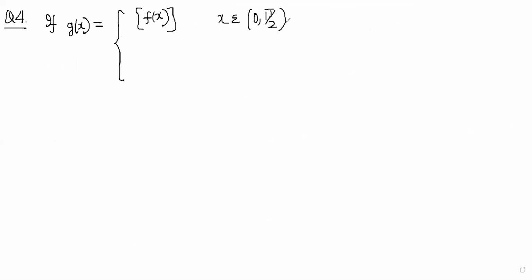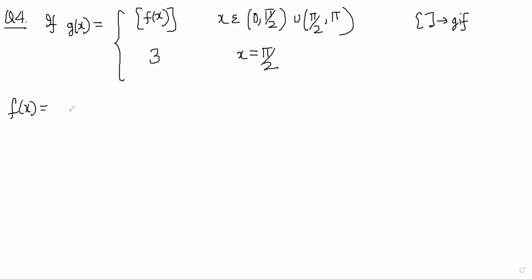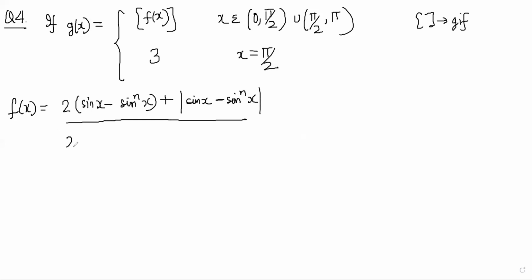Question 4. If g of x is equal to gif of f of x, where x belongs to 0 to pi by 2 union pi by 2 to pi, and 3 when x is equal to pi by 2, and this is gif now, and f of x is equal to 2 times sine x minus sine power nx plus mod of sine x minus sine power nx, divided by 2 times sine x minus sine power nx minus mod of sine x minus sine power nx, where n belongs to real, right?